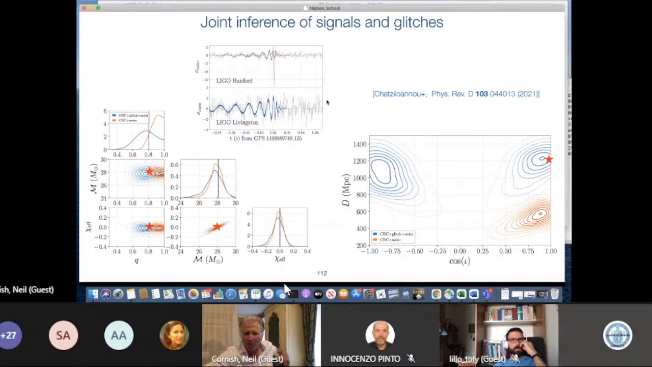And if you look, the distance there came out at 500, 600 megaparsecs. It came out at an inclination of about 0.8 or so, whereas the true values, the distance is almost twice as far away, and the inclination is very close to one. So you can see that the orange distribution doesn't even encompass the true value at all. You always expect them to be a bit displaced, because Gaussian noise pushes the distributions a little bit off from the true, injected values. But here, because the glitch was not modeled, it completely threw it off.